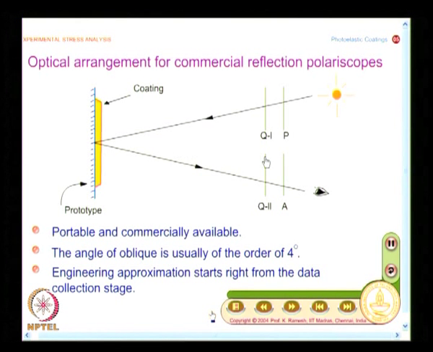So, I would like to have it as small as possible, and this is the optical arrangement of commercial reflection polariscopes. Many reflection polariscopes are available, and there again you can employ digital photoelastic analysis. And one of the outcomes of this kind of approach is also what are known as photoelastic strain gauges.